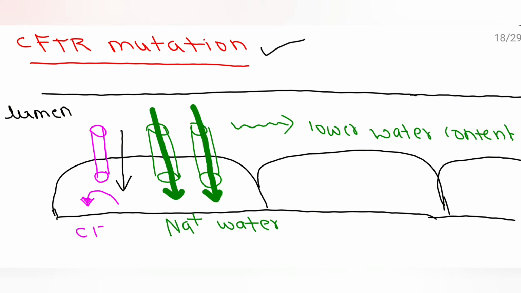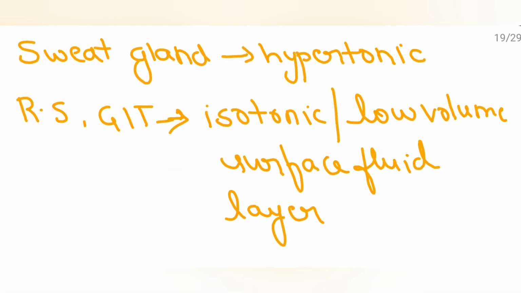There is no or loss of chloride secretion. Also, there is active sodium and water absorption from the lumen. So chloride is also absorbed, and sodium and water are also absorbed in case of CFTR mutation in the respiratory tract and GI tract. So what happens? All the ions are reabsorbed, so whatever the fluid will be, it is of low water content or isotonic.